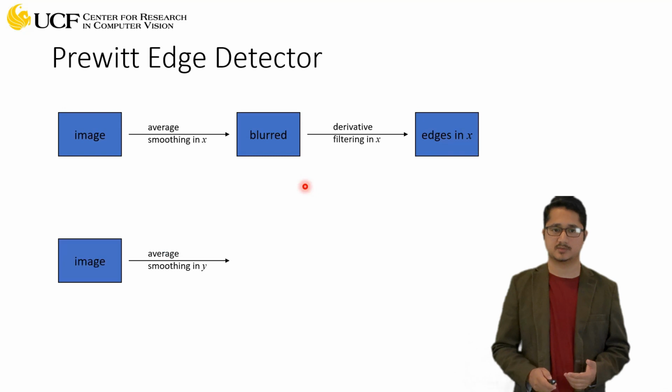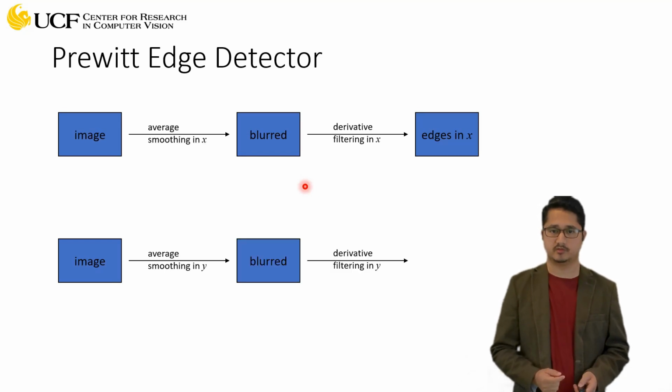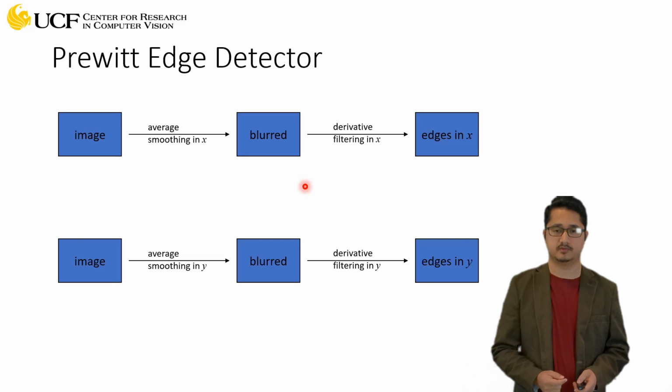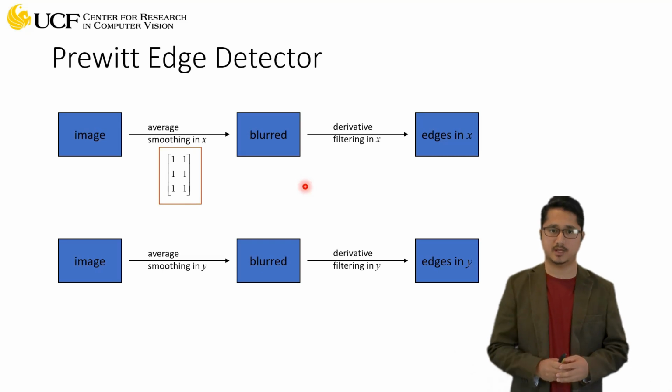Similarly, you will repeat the same step for the Y-axis. Again, in this case, you will smooth along the Y-axis, which will give you a blurred image. You will compute the derivative in the Y direction, so it will give you edges in the Y direction. And you can then combine these two together to get the derivative map.